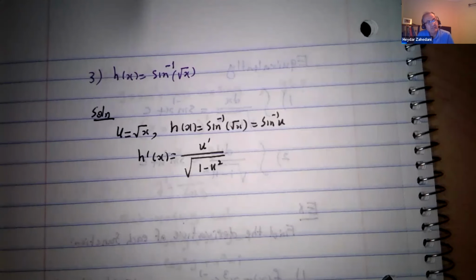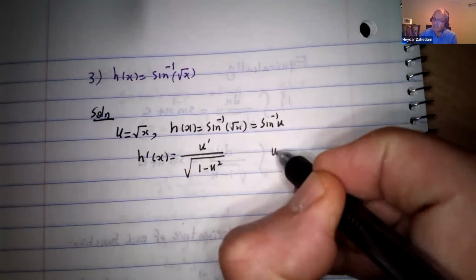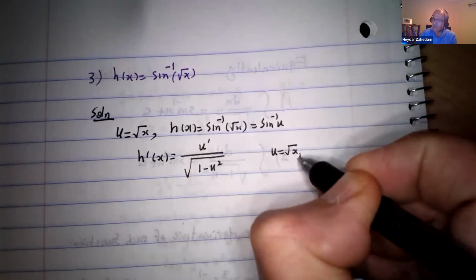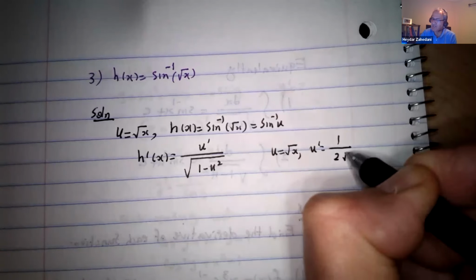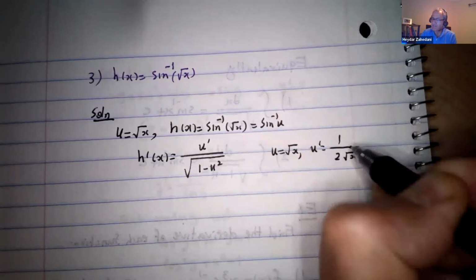Okay, so u is radical x, u prime, you know that. U is radical x. U prime, the derivative of radical x, is 1 over 2 radical x. You know that x to the 1/2 gives 1/2 x to the negative 1/2, and we write it down in this format. So just memorize this one, and you're going to use it.